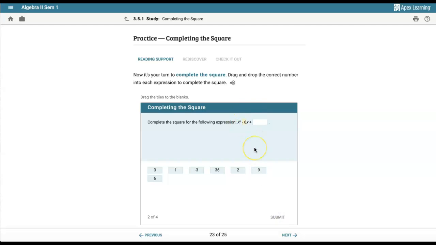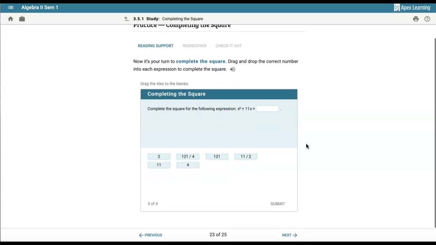Negative 6 divided by 2 is negative 3. Negative 3 squared is still 9. Okay. And there's a couple more problems that I will let you do on your own here.